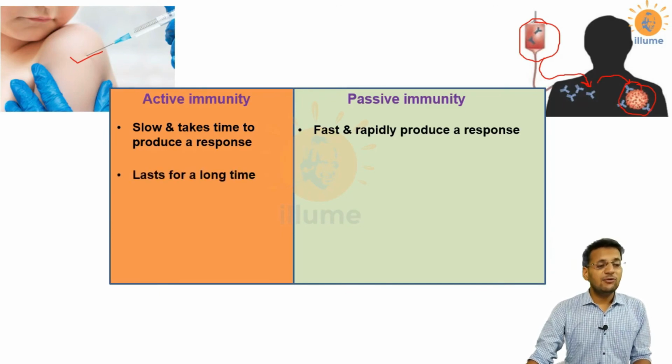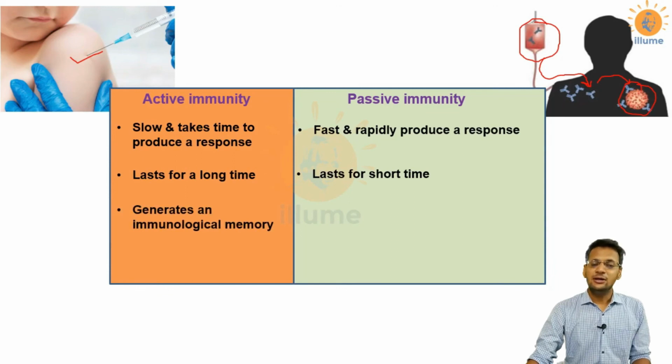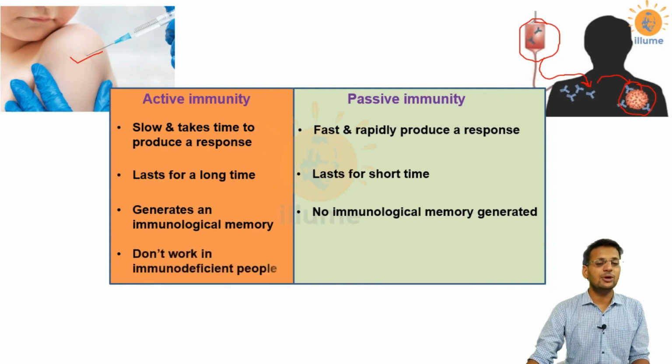But active immunity lasts for a long time because it produces memory cells, and passive immunity lasts for a short time. There won't be any immunological memory in passive immunity, but immunological memory is produced in active immunity.